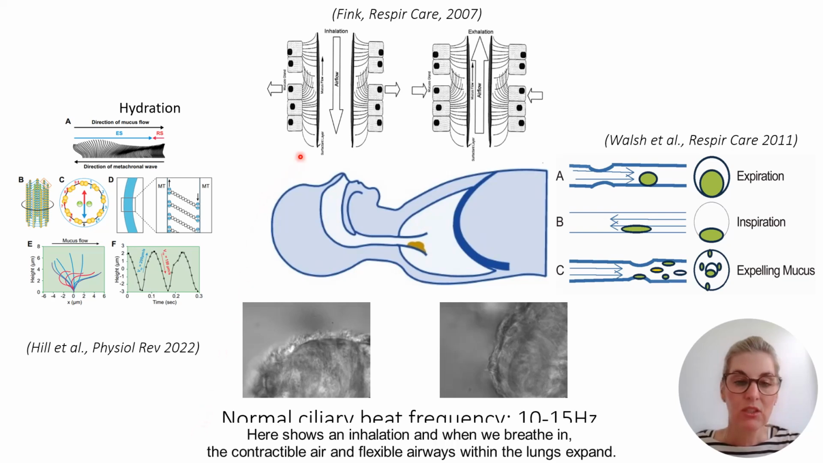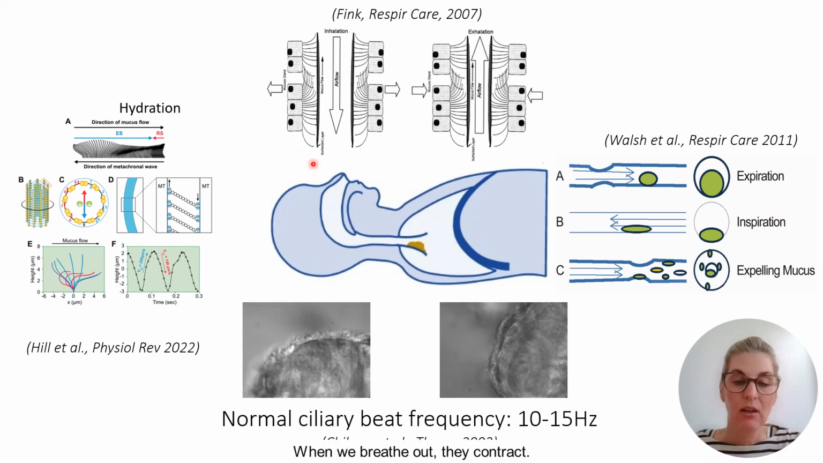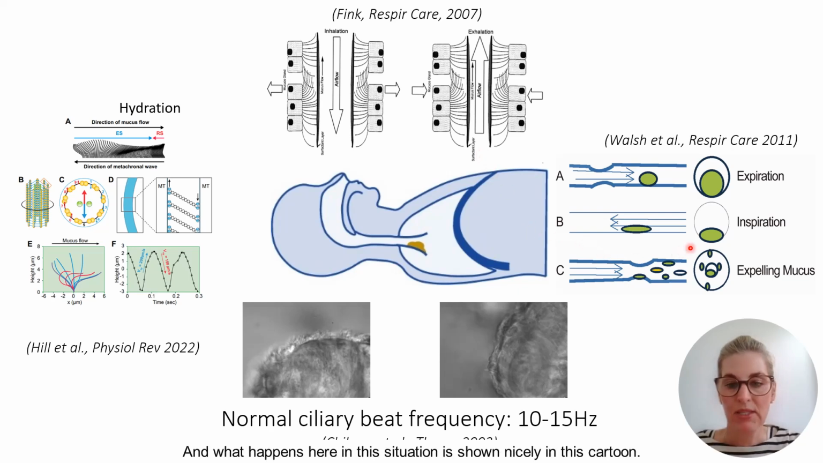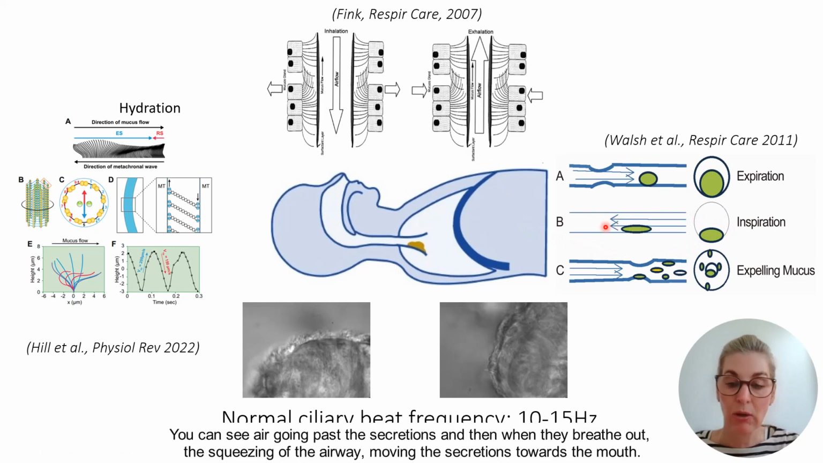Here shows an inhalation. And when we breathe in, the contractile and flexible airways within the lungs expand. When we breathe out, they contract. The contraction of the airways causes an expiratory airflow bias due to the narrowing and the increase in resistance. And what happens in this situation is shown nicely in this cartoon. You can see air going past the secretions, and then when they breathe out, the squeezing of the airway moves the secretions towards the mouth.